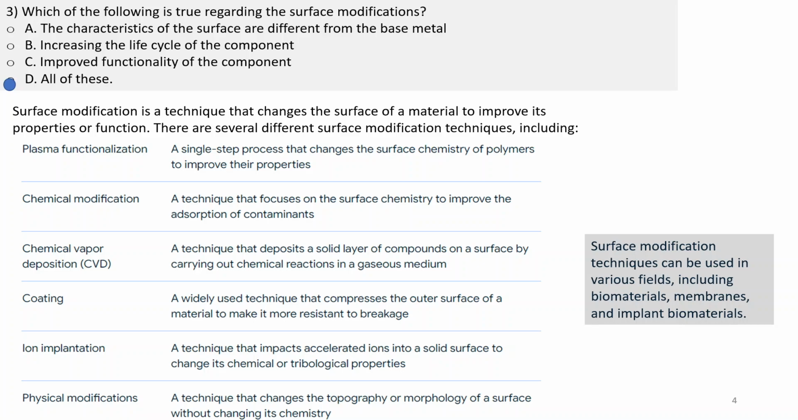Next is coating. A widely used technique that compresses the outer surface of a material to make it more resistant to breakage. Then ion implantation, a technique that impacts accelerated ions into a solid surface to change its chemical or tribological properties. Next is physical modification, a technique which changes the topography or morphology of a surface without changing its chemistry. Now, surface modification techniques can be used in various fields including biomaterials, membranes and implant biomaterials.